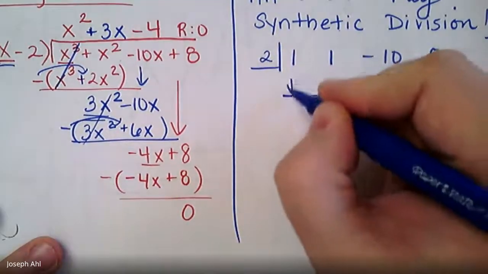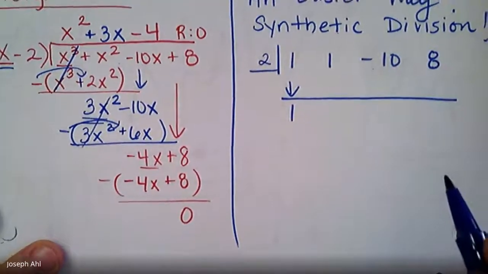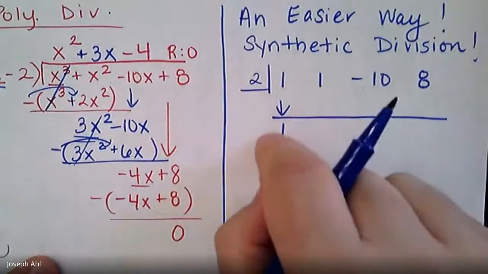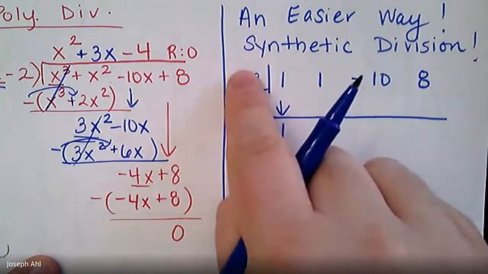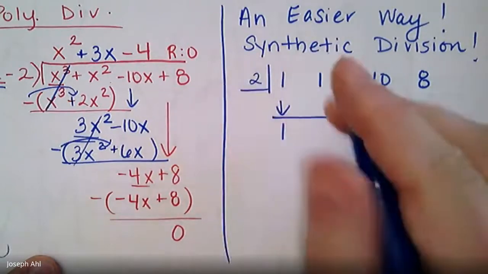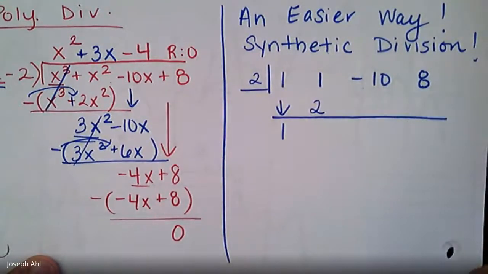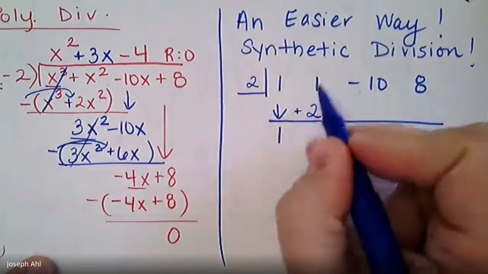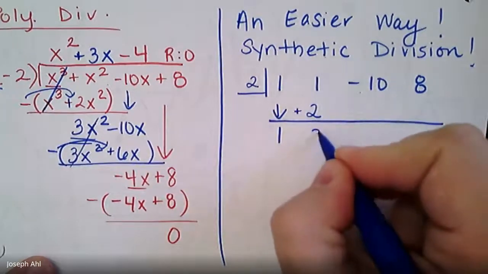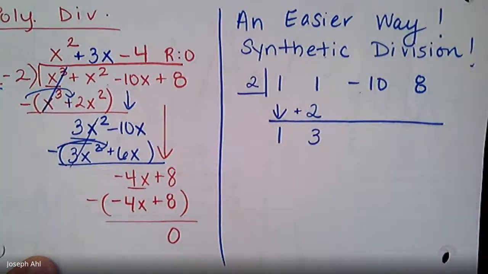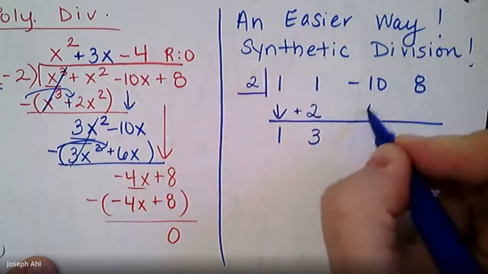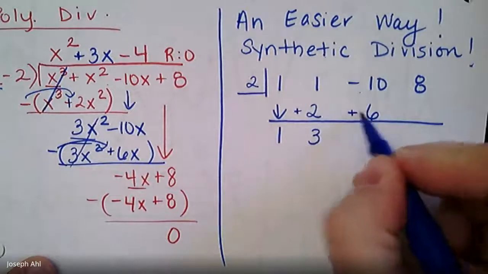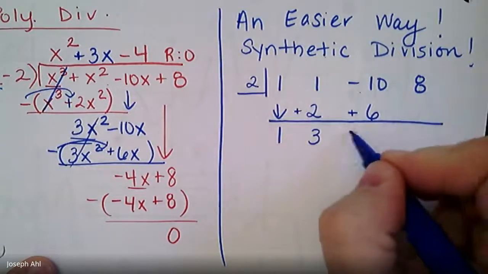Ready for this? First step, bring down the 1. You're always going to multiply by the root that we're kind of testing out here. So we're going to multiply by what's in this little box here. 1 times 2 is 2, so write that on the next step. And then add it to the coefficient above. 2 plus 1 is 3. And then repeat that process over again. Multiply by what's in the box. 3 times 2 is 6. Add it to the negative 10 above to get negative 4.